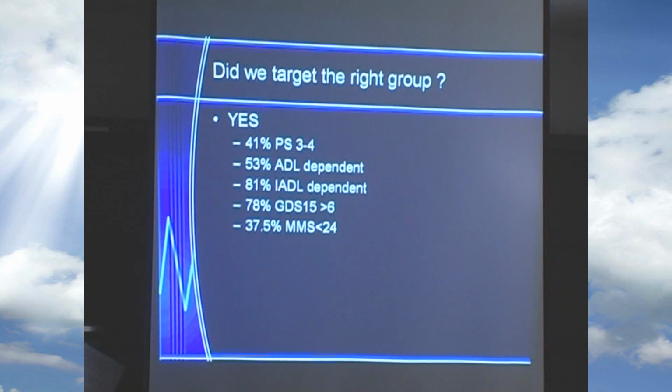So in the EORTC, did they target the right group by geriatric criteria, by this very simple oncology criteria? They actually did a fairly heavy group. 40% were PS3 or 4, half of them ADL dependent, 81% IADL dependent, 78% were screening positive for depression, 37.5% were screening positive for dementia. So it was indeed a frail group of patients. And it is above the average we saw in our clinics, as I showed you earlier.